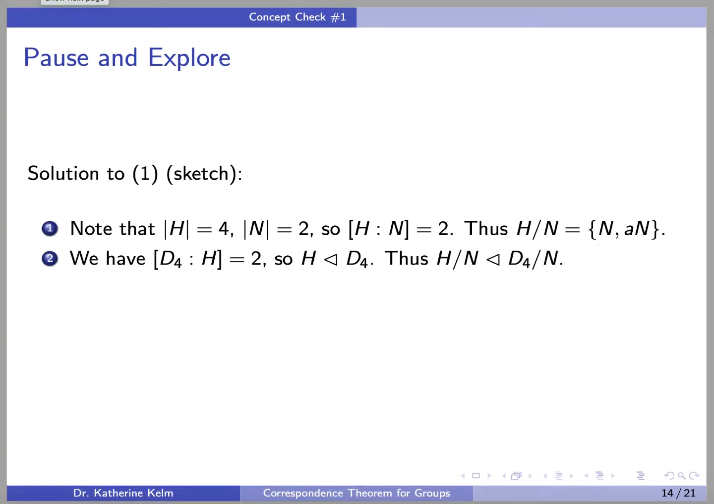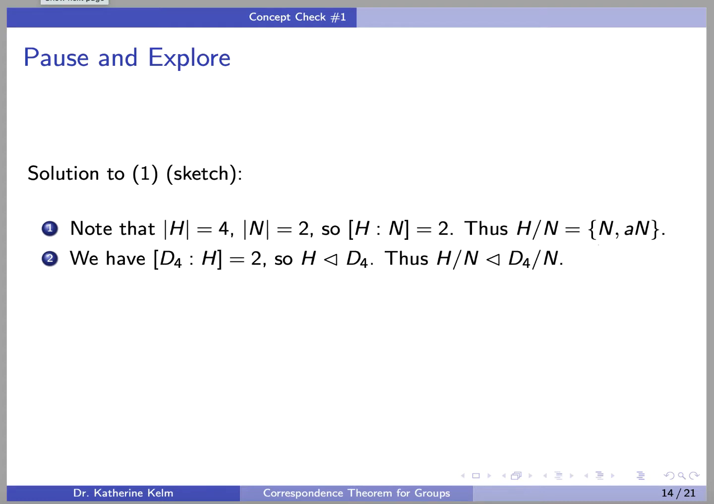Okay, so here is our solution. Note that H is of order 4 and N is of order 2, so the index of N in H is 2. So that means H mod N has only 2 elements in it, and one of them is the identity. So we have N, which is the identity element, and then we just have to pick one other element that is not in N to make a coset with, so I chose A, to make the coset AN. And that's H mod N, N and AN.